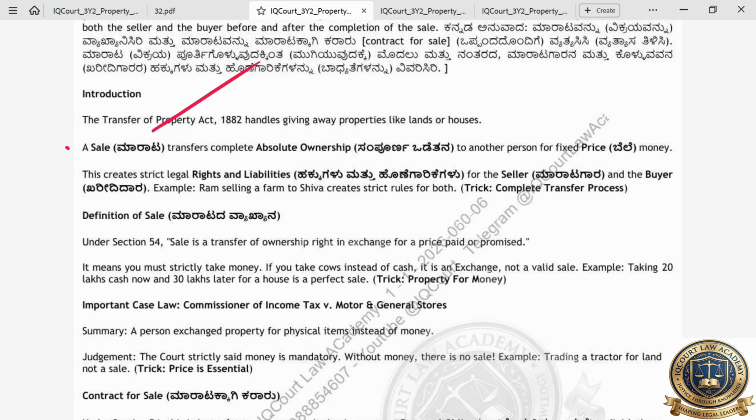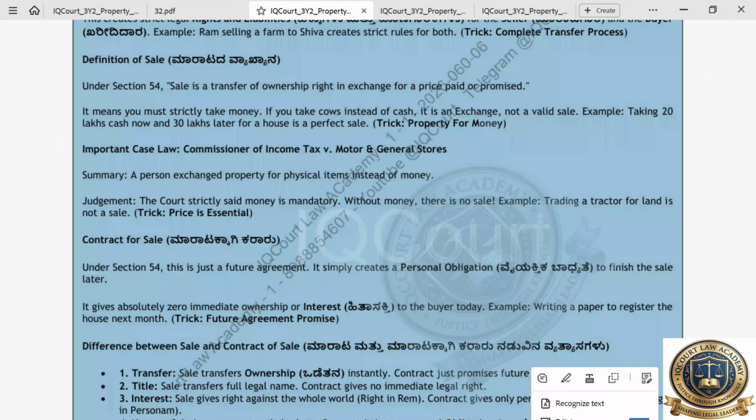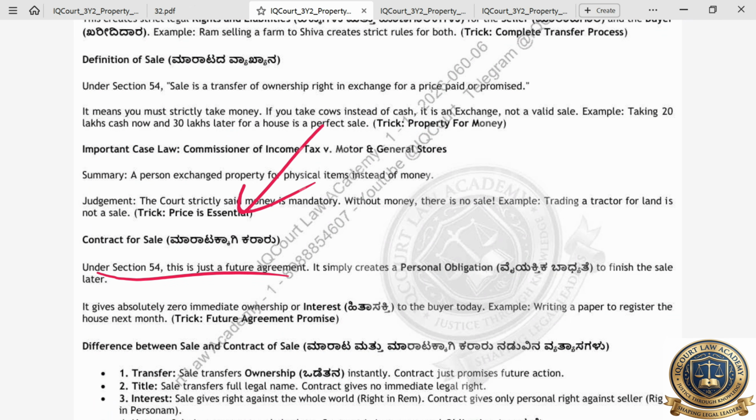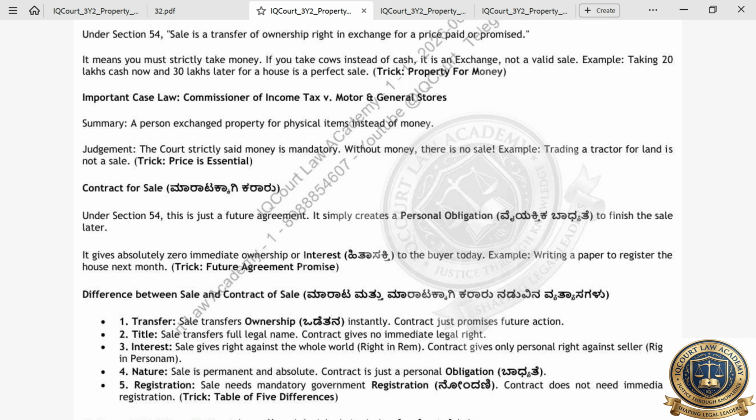Sale means it's an absolute transfer, complete transfer, immediate transfer to another person for a fixed price. Contract for sale means under Section 54, it's just a future agreement. It simply creates a personal obligation to finish the sale. Agreement, not a transfer. Okay. Differences you have to write, case law you have to write, explanation you have to write.